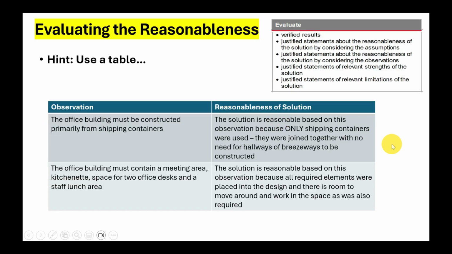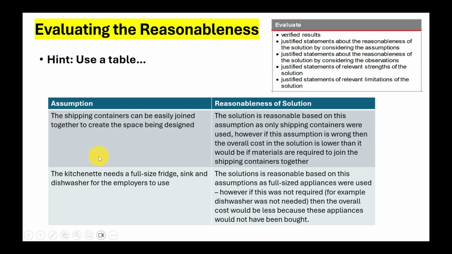Now let's have a look at some based on assumptions. So the shipping containers can be easily joined together to create a space being designed. That was an assumption. I don't know that you can actually join two shipping containers together without any kind of other material, so I just assumed it, right? My solution, the solution is reasonable based on this assumption, as only shipping containers were used.